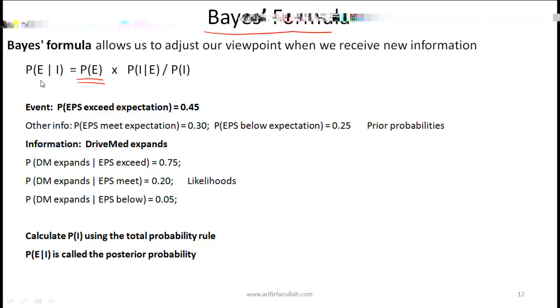The way we write this is the probability of that same event that we were tracking given the new information is equal to the original probability of that event times the probability of the information given the event, divided by the probability of the information. Now I think the CFA curriculum does a nice job of giving an example here which I will describe.